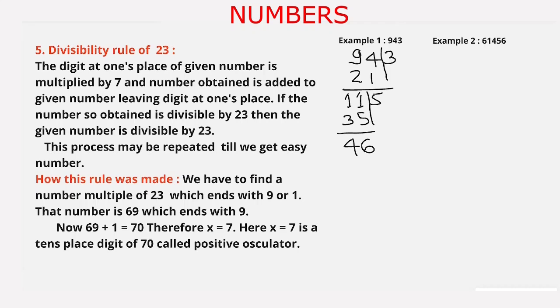We go to the next example. The given number is 61456 and we have to find whether this number is divisible by 23 or not by using the divisibility rule of 23. The ones place digit is 6 and 7 times 6 is 42. So after leaving this ones place digit 6, we add 42 to the remaining part of the given number. 5 plus 2 is 7, 4 plus 4 is 8, and 6 1 we carry as it is. Now the number becomes 6187.